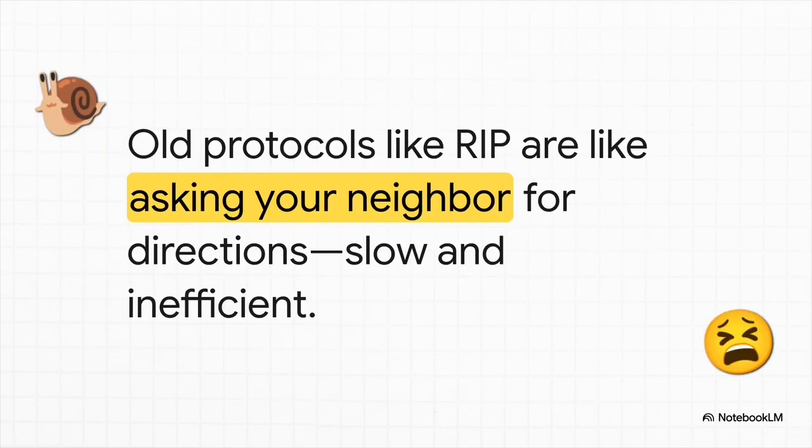And this just perfectly highlights the problem with those older protocols, like one called RIP. They were distance vector protocols, which is just a fancy way of saying they relied on that asking your neighbor method, or, what we could call routing by rumor. A router running RIP only knows what its direct neighbor tells it, which, as you can imagine, can lead to some really slow updates and pretty bad decisions.